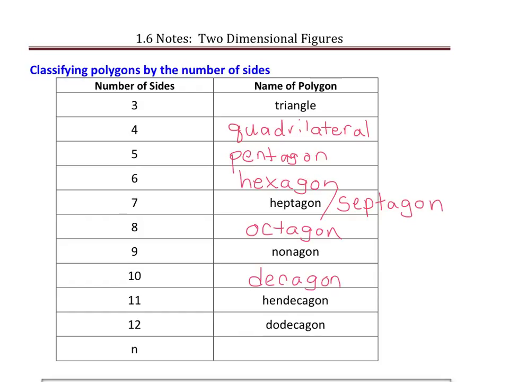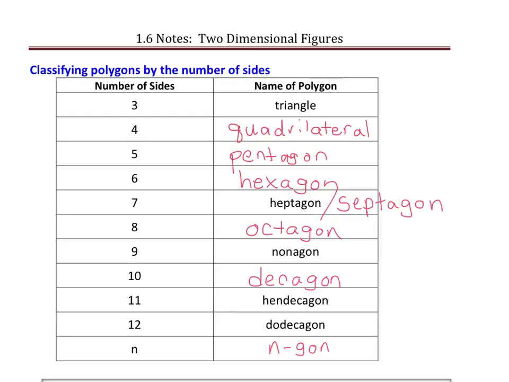And an 11-sided figure is, in my opinion, hardly intuitive. It happens to be called a hendecagon. A 12-sided figure is a dodecagon. Both of those probably not something that you would be familiar with. And then finally, for just a placeholder or variable, we would call an n-sided polygon an n-gon.